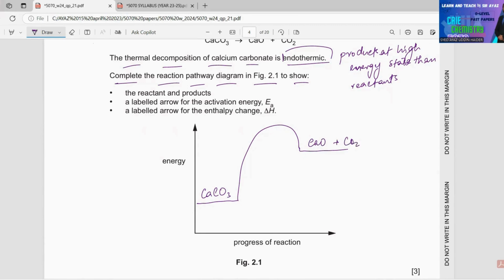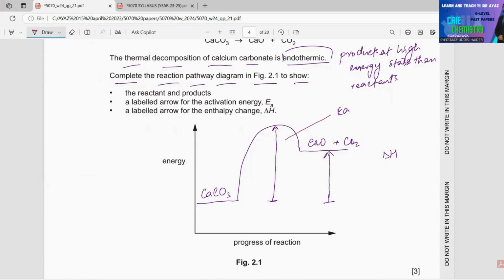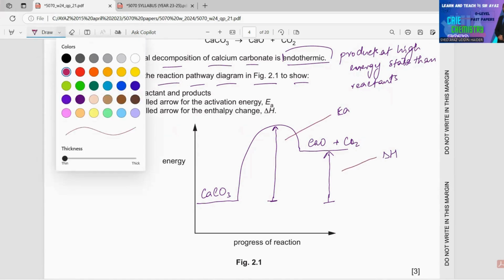Now they are saying to label the arrow for the activation energy. This must be the activation energy starting from the reactant side and reaching the top of the hump. We are representing it with EA. And delta H, that is the enthalpy change, must be between reactant and product. It's also going up because it's absorbing energy. So this will be the final labeled diagram.